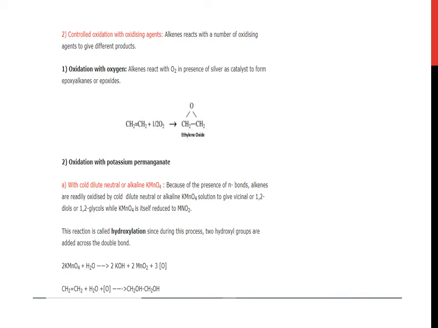to give vicinal alcohols. It is also called 1,2-glycols. The reaction is called hydroxylation, since during this process, two hydroxyl groups are added across the double bond. So the reaction is, when KMnO4 reacts with water, it releases nascent oxygen. This nascent oxygen in presence of water attacks ethene. Then it gives diols, CH2OH CH2OH.